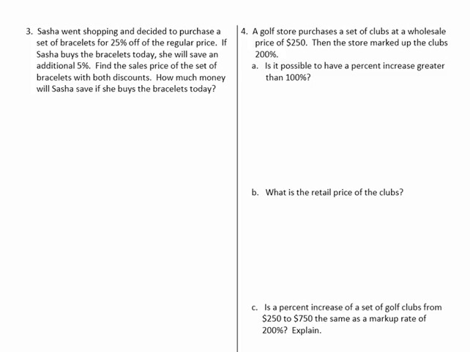Sasha went shopping and decided to purchase a set of bracelets for 25% off. Right, so that means it's going to be reduced. If Sasha buys the bracelets today, she will save an additional 5%. Find the sale price of the set of bracelets with both discounts. So now we're doing the same thing that we did before. So I'm going to start with doing the 25%.